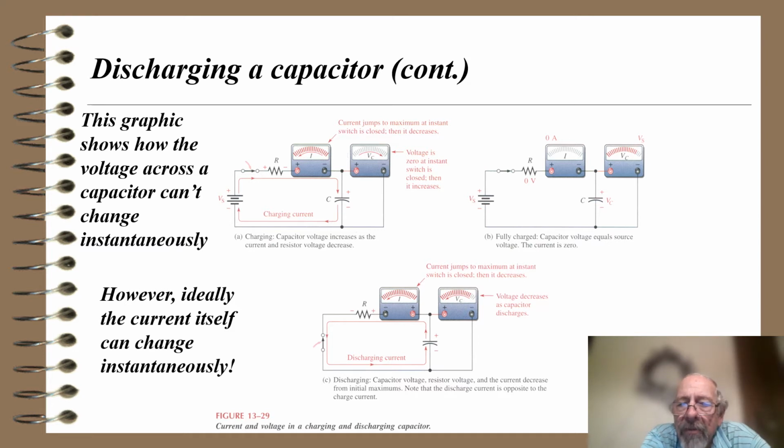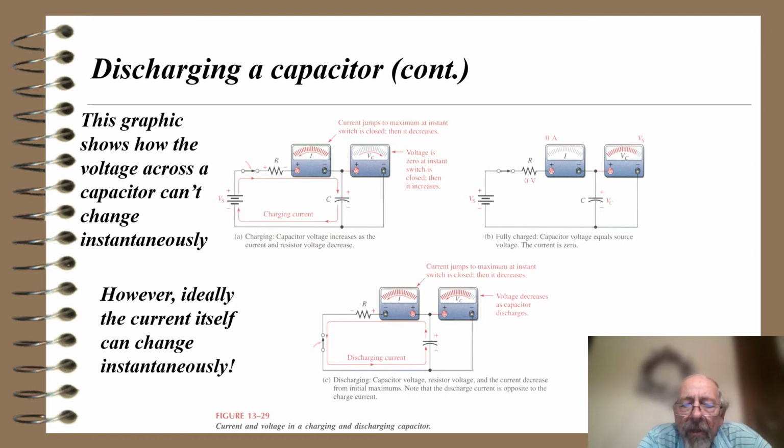In B, we see that the capacitor is fully charged. There's no voltage across the resistor. The current in the meter there is 0, and there's a voltage across the capacitor equal to V sub S, the battery voltage.